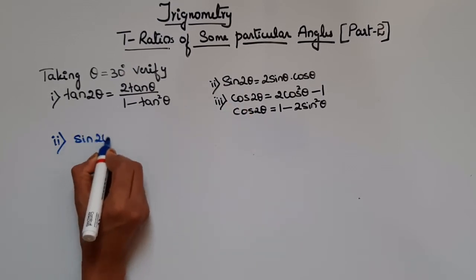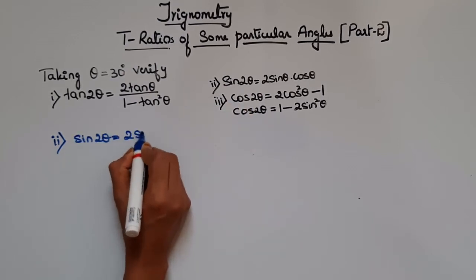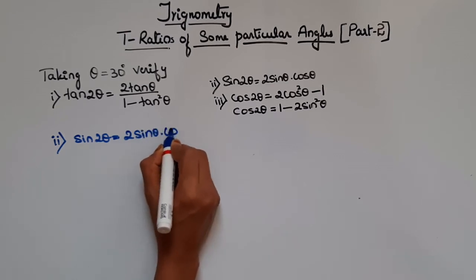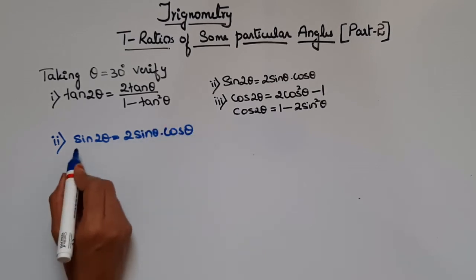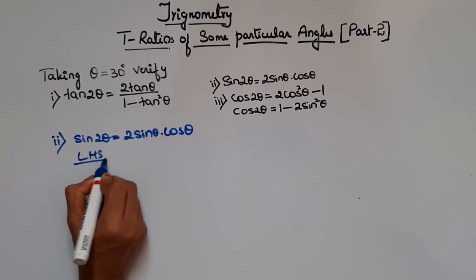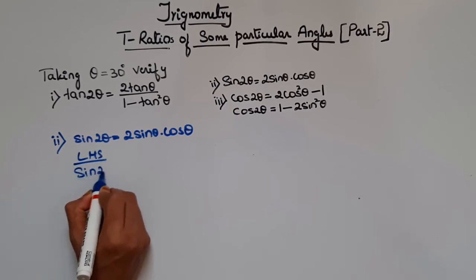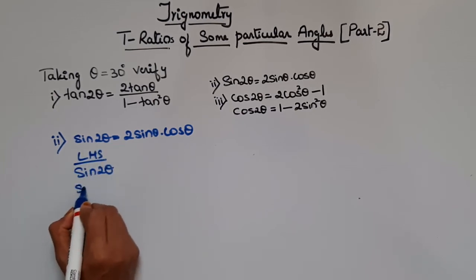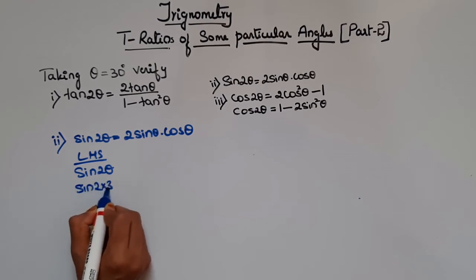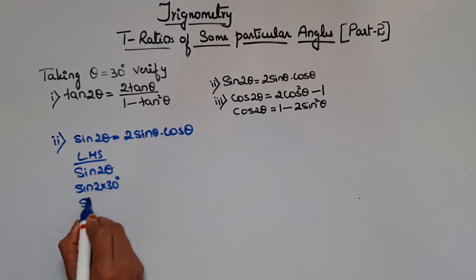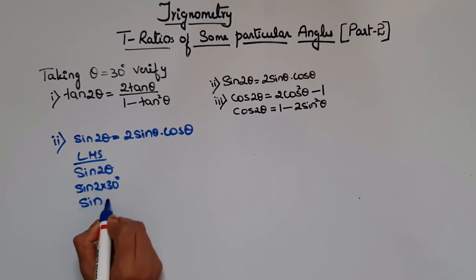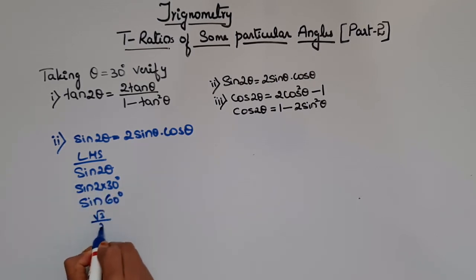We have sin 2 theta is equal to 2 sin theta into cos theta. First let's take LHS. So here LHS is sin 2 theta. So sin 2 into theta is 30 degree, right? So therefore sin 2 into 30 is 60 degree. Now what is sin 60? Root 3 by 2, right?